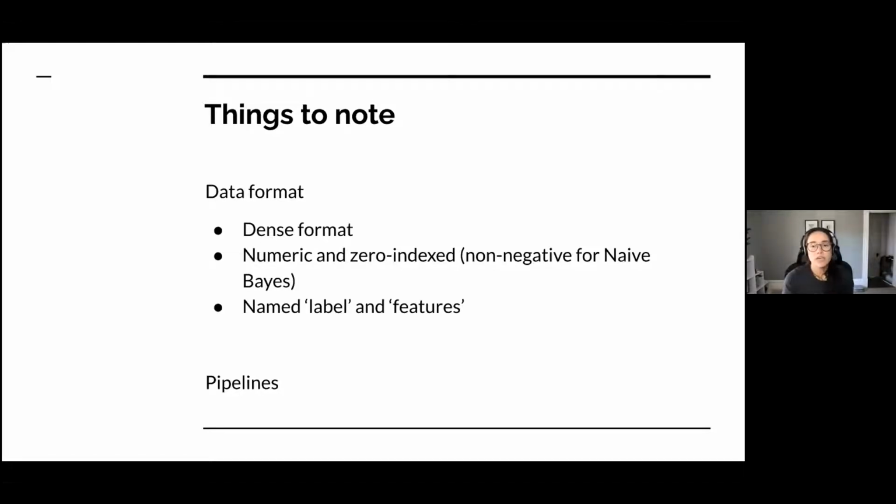And the data also has to be, for naive Bayes at least, non-negative. Lastly, MLlib's models assume that the dense feature vector is called features, and your target is called label. So these are the things that you have to watch out for, and it automatically creates a prediction variable for you once you've done the prediction.